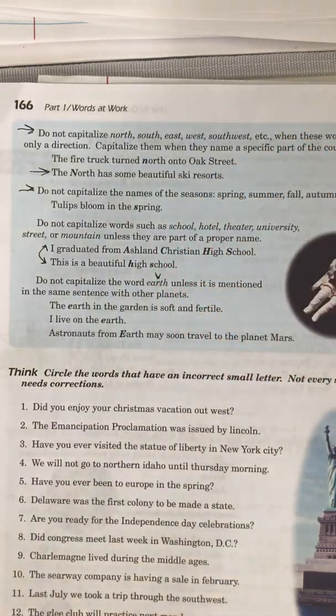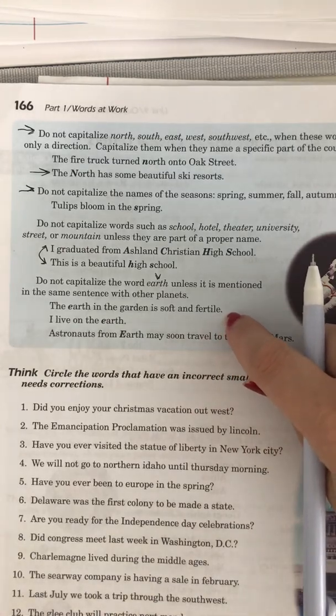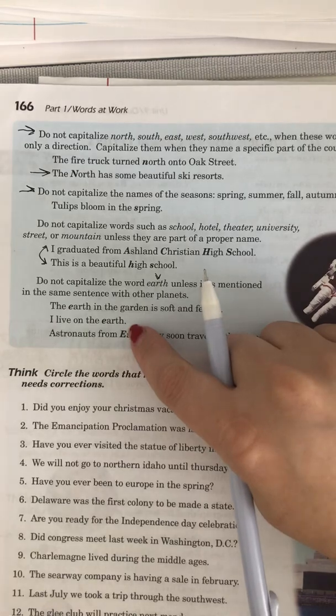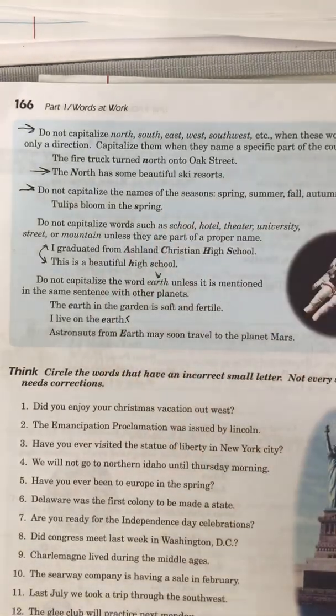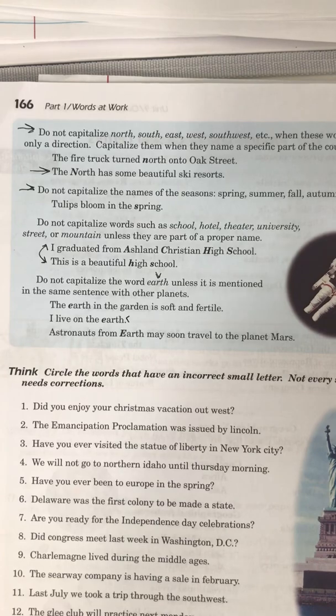unless it is mentioned in the same sentence with other planets. Interesting. So the earth in the garden is soft and fertile. So in this case, earth just means dirt. I live on the earth. This does mean our planet, but because there aren't any other planets in that sentence, we keep it not capitalized.